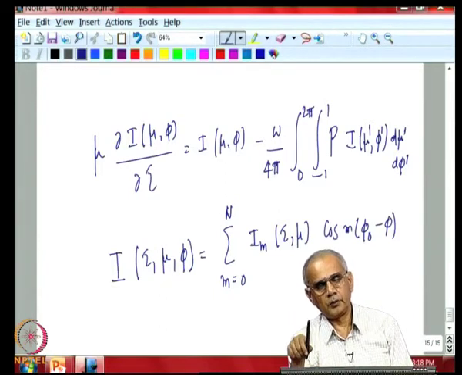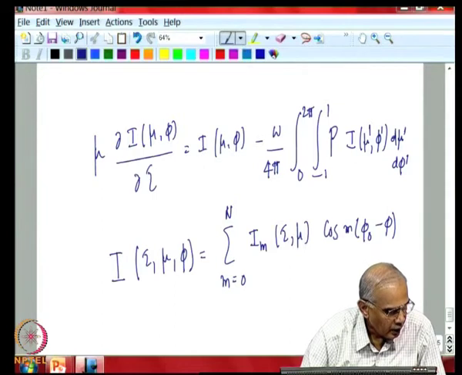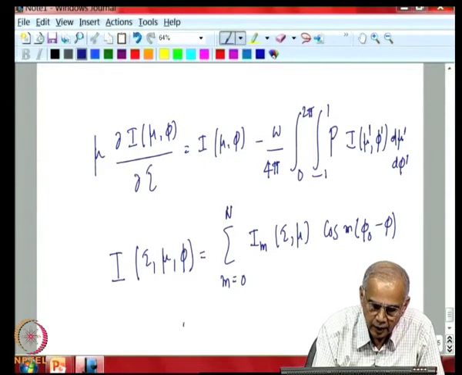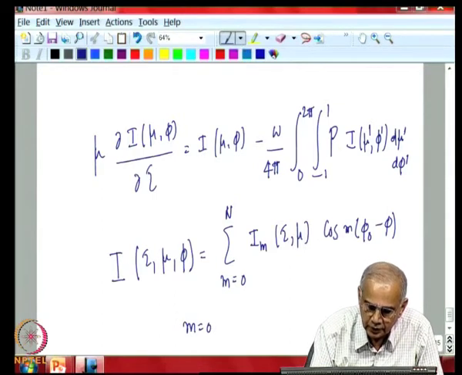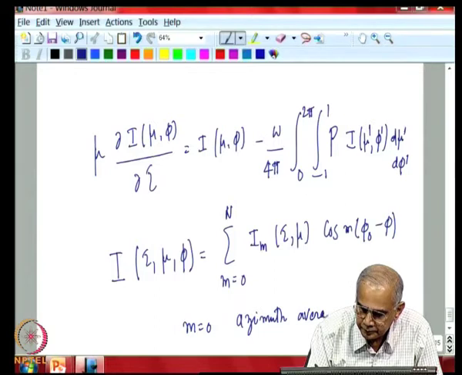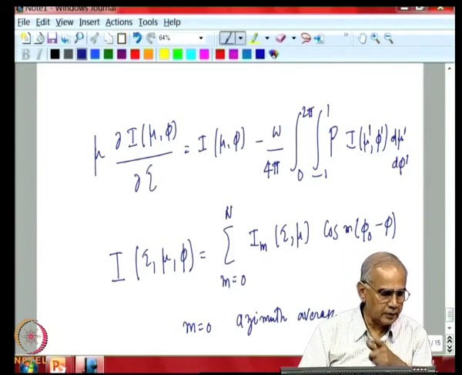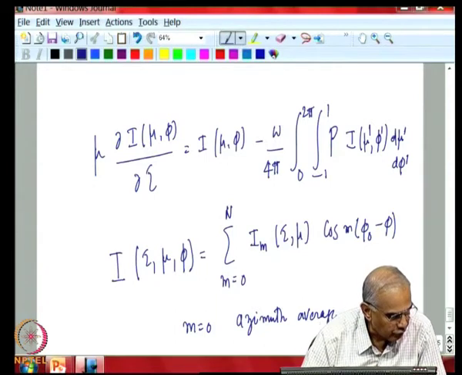now we explicitly want to account for the azimuthal dependence of intensity through a cosine expansion, a Fourier expansion, and then in this case m equals 0 represents the earlier result, the azimuth average. So, if you want to go beyond azimuth average, then this kind of expansion is called for.